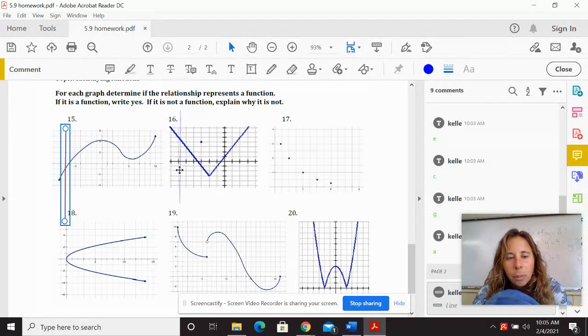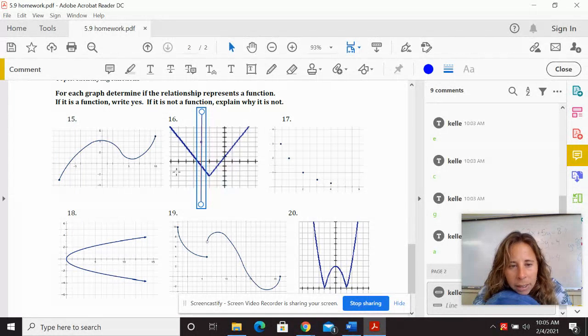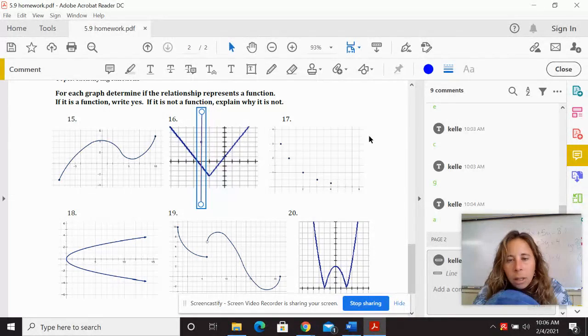16, here we go. They put an extra little dot right there. You see that dot? That means when x is, what is that, -3? When x is -3, y is both -1 and 4. So this is not a function because of this extra little dot. Not a function.